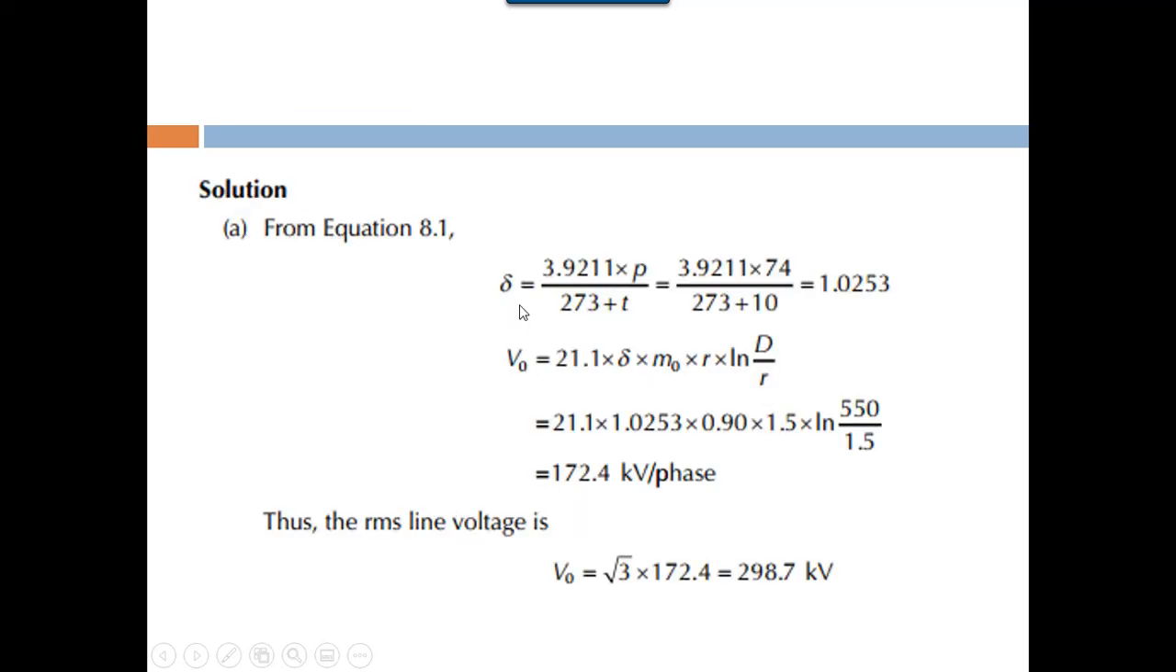From equation 8.1, delta would be 3.9211 into P divided by 273 plus T. So the delta value is 1.0253, and V naught is 21.1 into delta into m naught into R into natural log D by R. When we put in these values, the voltage we get is 172.4 kilovolt per phase, and the line voltage is root 3 times that, so the voltage is 298.7 kilovolt. If the voltage increases beyond this, the corona effect may occur.